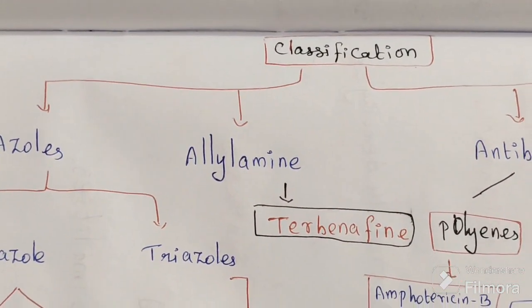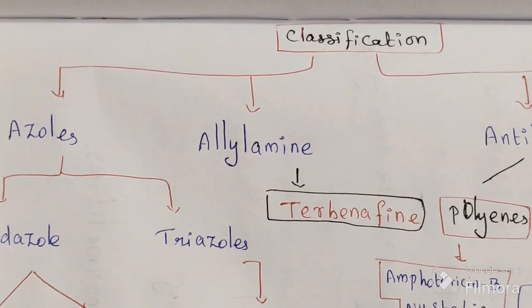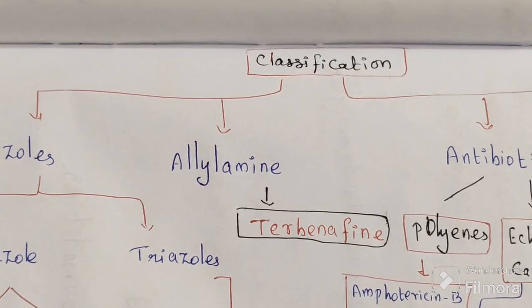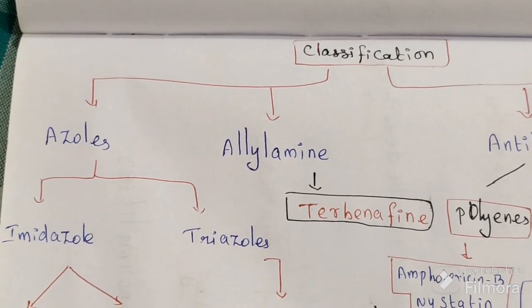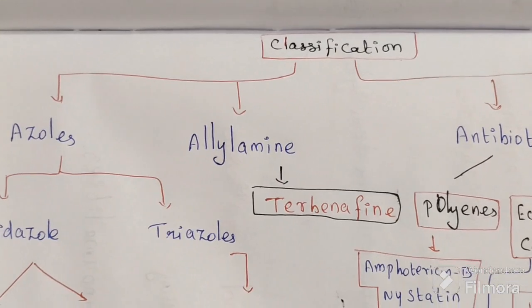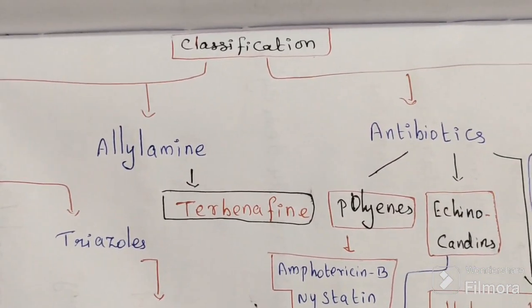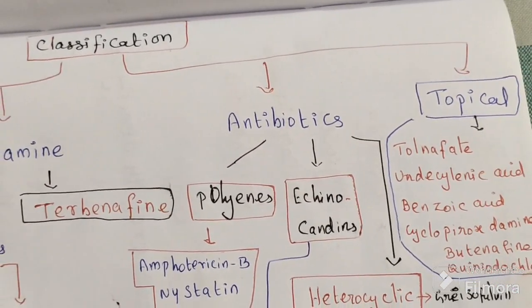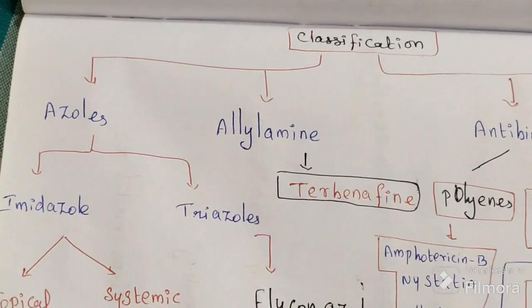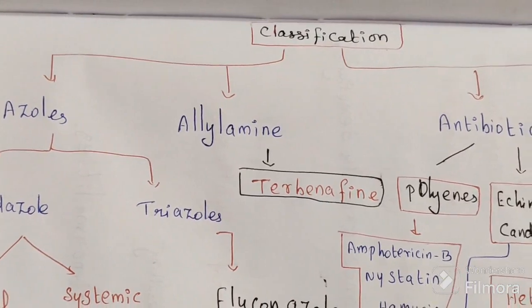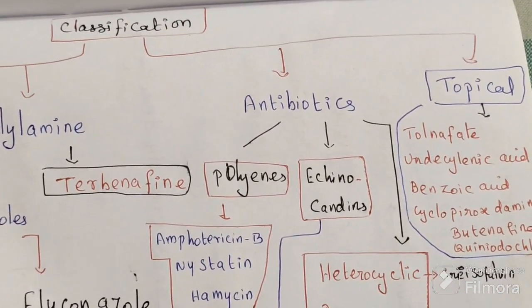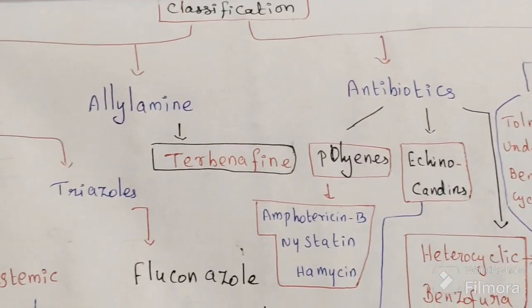Now, the classification of antifungal drugs. There are four main groups: azoles, allylamine, antibiotics, and topical group of drugs.